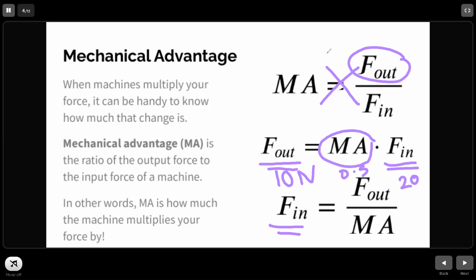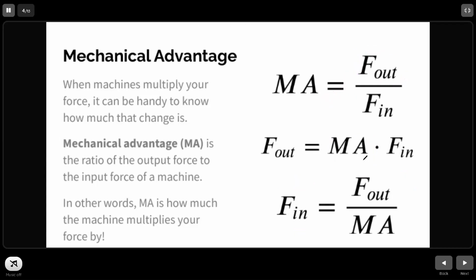Teacher, what is the unit of the mechanical advantage? Is it Newton squared? No, there's no unit. It is Newton over Newton. Oh, because it's a ratio.